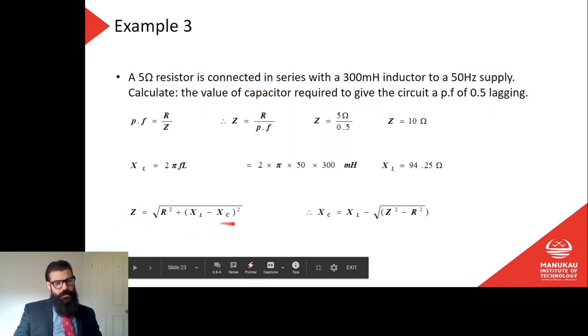for Z equal to 10 ohms. So what am I going to do? Well, I know those three variables there. I don't know this one yet. I need to work out what that is. So we're going to transpose that formula to make it about XC. So XC will equal XL minus the square root of Z squared minus R squared. Might be a good idea to remember this formula.